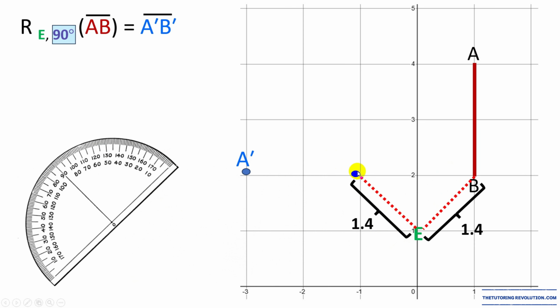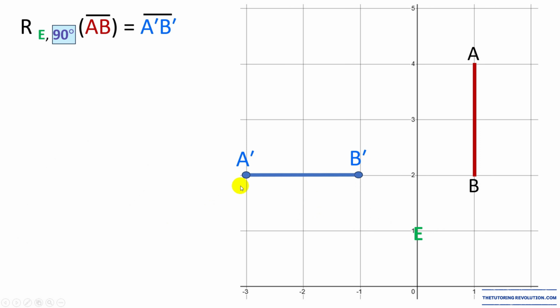In this case, it coincides that the point we use as a reference is the same as the point that gives us this distance. But sometimes that point doesn't give us the exact distance, so you have to make this segment longer or shorter, depending on the situation. So the point B prime would be here. Now we join both of them, and that's how we obtain the segment A prime B prime, which is a rotation of this segment 90 degrees counterclockwise.